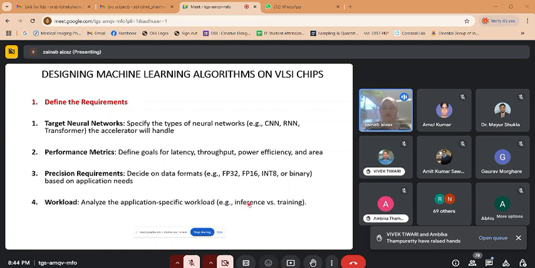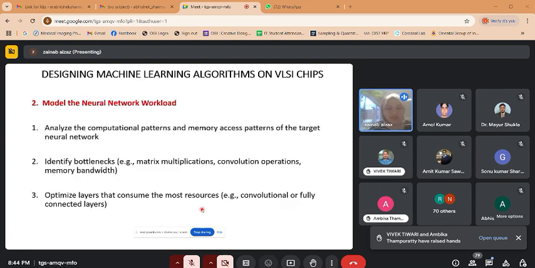So training is done mostly by GPU, but still there are some ASICs that do training. That's why we should understand what the workload is for. Why are we making the machine learning algorithm, for inference or for training, right? So we understood the requirements. Then we model the neural network workload.